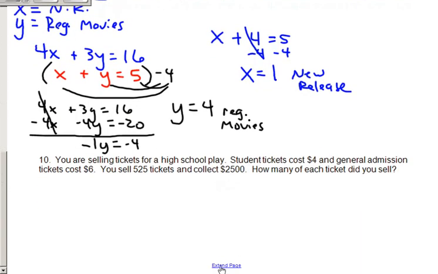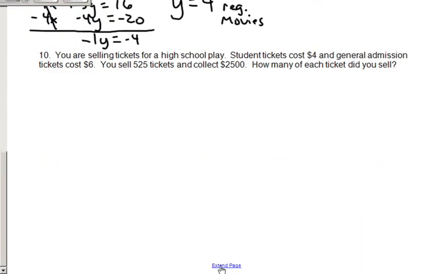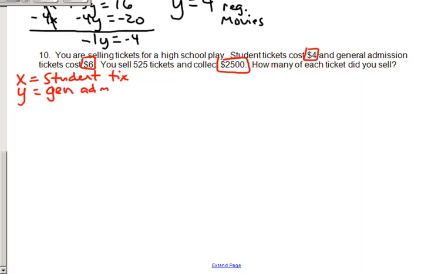And last but not least, this problem here at the end. You're selling tickets for a high school play. Student tickets cost 4. General admission costs 6. You sell 525 tickets. You have collected $2,500. Again, hopefully you're seeing we have money, we have money. There's our first equation. First, again, I'm going to label X equals student tickets, which means Y equals general admission tickets. Our first equation is going to be 4x plus 6y equals 2,500.